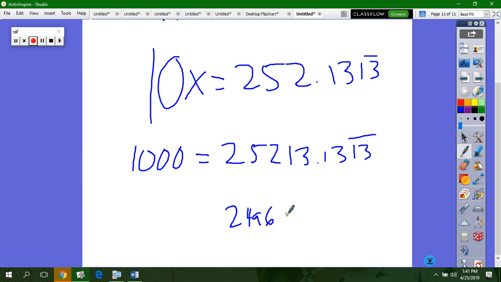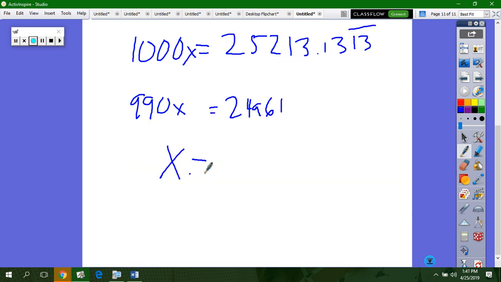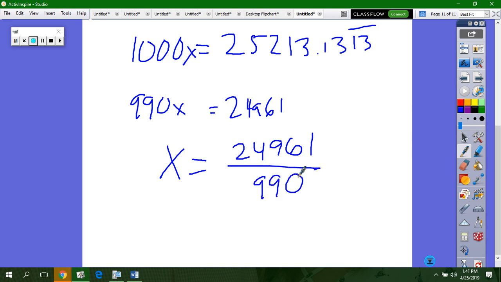Nope, 24,961. Can somebody do 25,213 minus 252? Let's see. Oh, there's my quick fingers right there, Al. Did I get 24,961? Go 25,213 minus 252. Yeah? All right. I did some math today. What's 1000x minus 10x? 990x. Go ahead and divide by 990. I don't know if this reduces, but is it written as a fraction? It's pretty cool to see. That's how they get repeating decimals to put into a fractional form. Anybody ever know that? Anybody seen that before? You have?